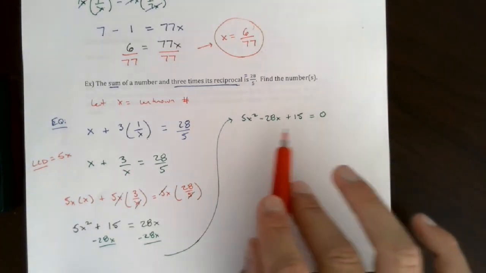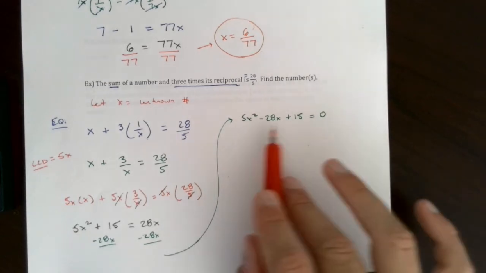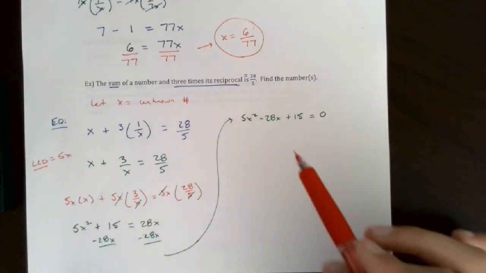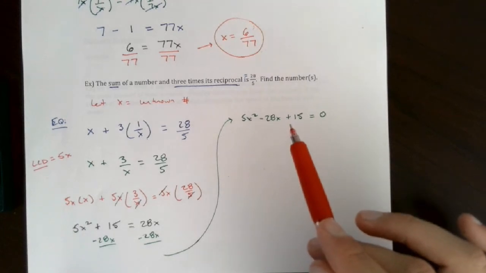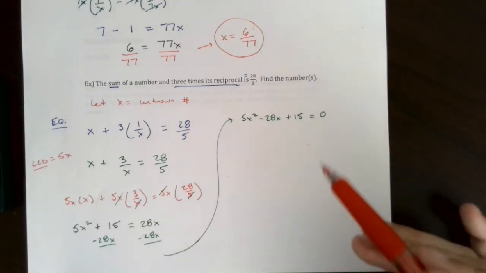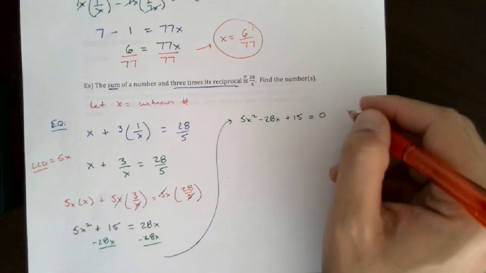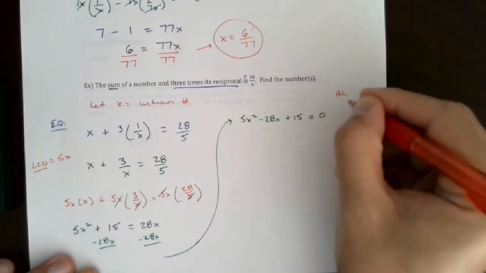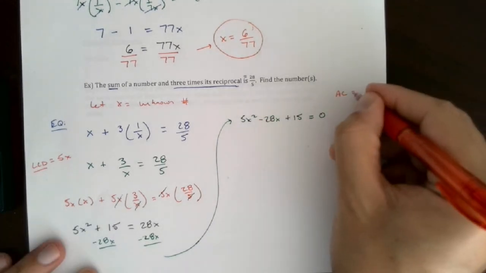The first thing you should do is look for a GCF. In this case, there is no GCF other than 1. I have 3 terms, and I see a value in front of the x squared, and that's what's telling me either AC method or reverse FOIL. Maybe I'll use AC method just to do a little refresher on it. AC would be 5 times 15, which equals 75.